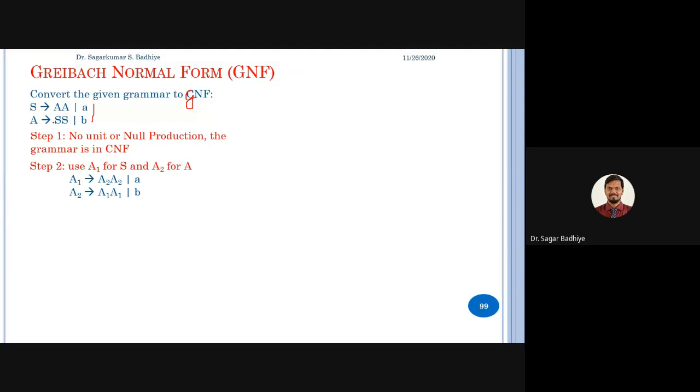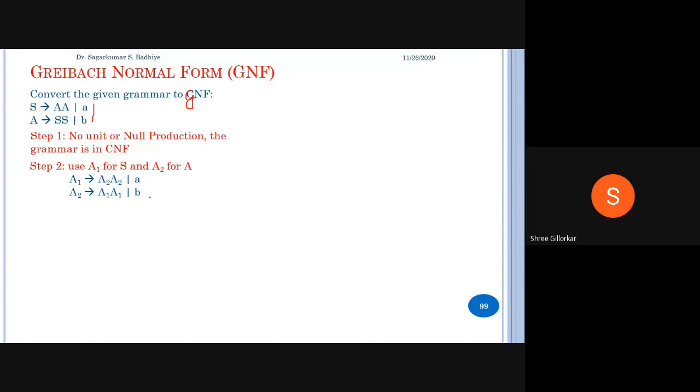So these two rules will now become A1 derives to A2 A2, the terminal will be as it is for A, and A2 derives to A1 A1 B. Now we have completed step number 2. We have renamed the given non-terminals, S by A1 and A by A2, and accordingly these are the new production rules. Is this clear?